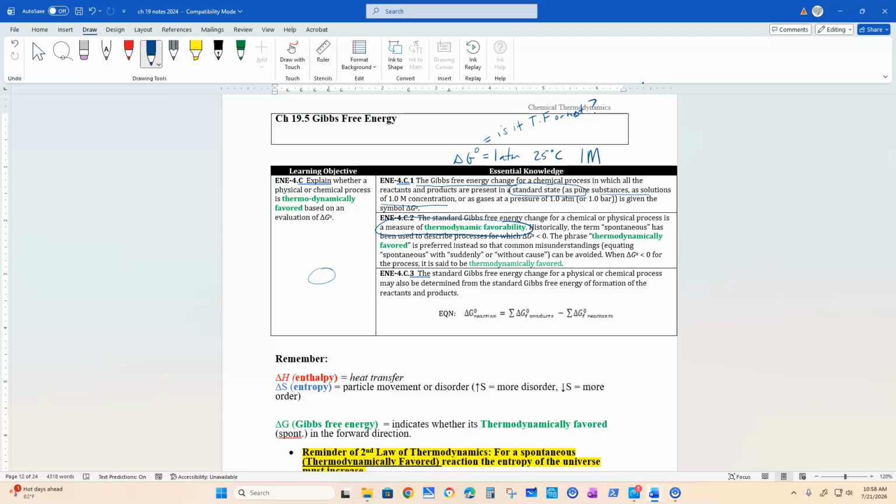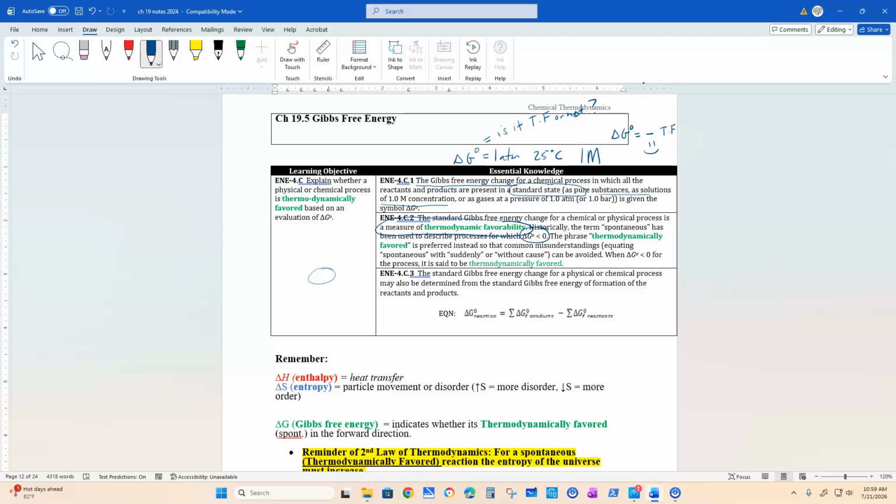Now, this is AP talking to you. Historically, the term spontaneous has been used to describe a process, but AP would prefer that you use thermodynamically favored. Okay. So if delta G is less than 0, which means negative, that's thermodynamically favored, okay? So yes, you can abbreviate thermodynamically favored as TF, but it also is good to make sure you know how to spell it too.